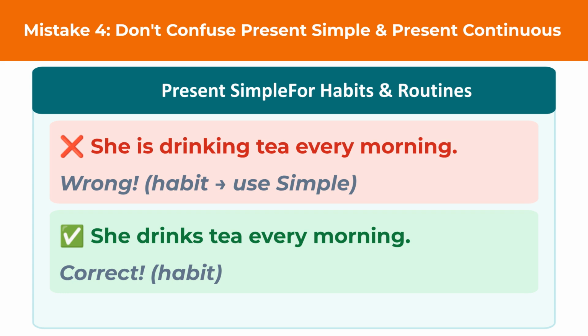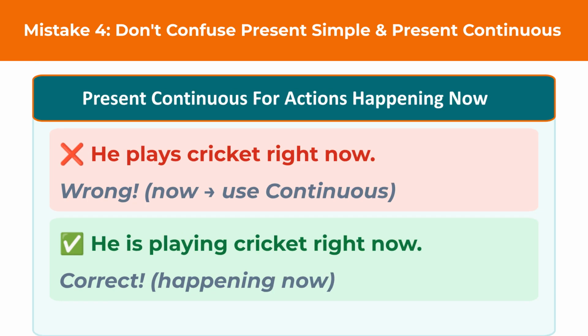Mistake 4. Confusing present simple and present continuous. Present simple is for habits and routines. Present continuous is for actions happening right now. Wrong. She is drinking tea every morning. Correct. She drinks tea every morning. Habit. Use present simple. Wrong. He plays cricket right now. Correct. He is playing cricket right now. Happening now. Use present continuous.